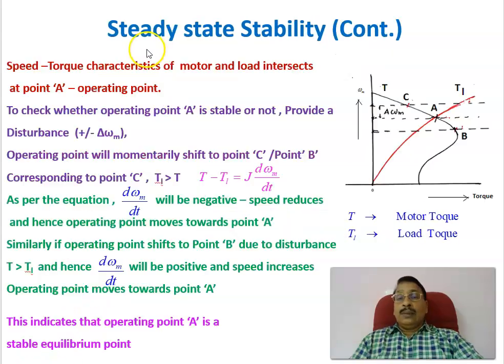Continuing the steady state stability, as already seen, this is the motor torque characteristics and this is the load torque characteristics. Point A is the operating point, where the speed torque characteristics of motor and load intersect. Now to check whether this operating point A is stable or not, provide a disturbance or perturbance.